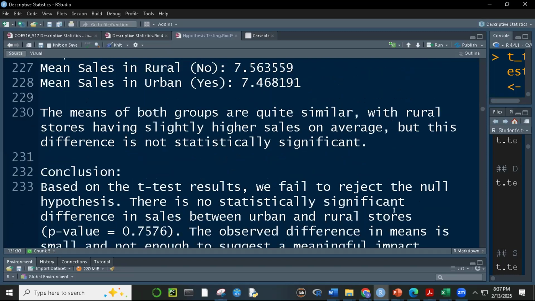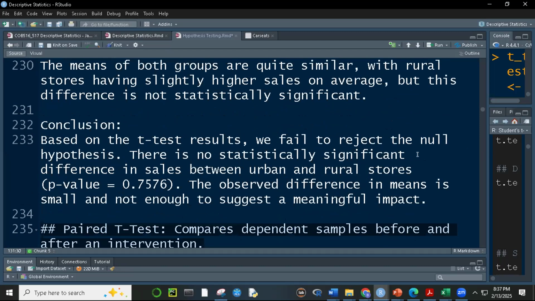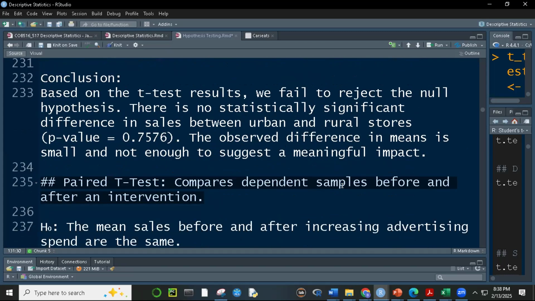Okay. So based on the t-test, we fail to reject the null hypothesis. No statistically significant difference in sales between urban and rural. Okay. And the last t-test is the paired t-test.